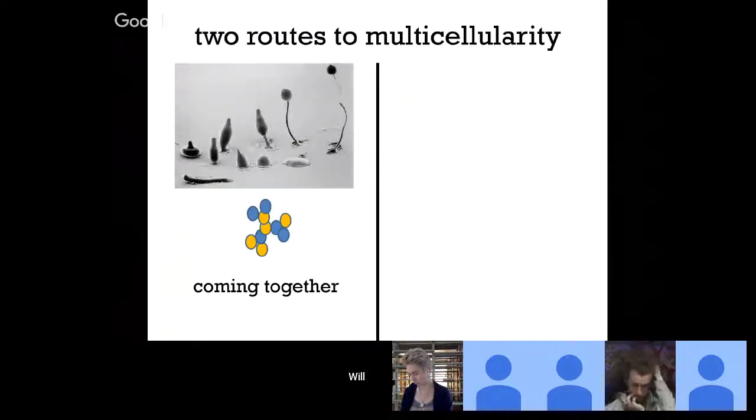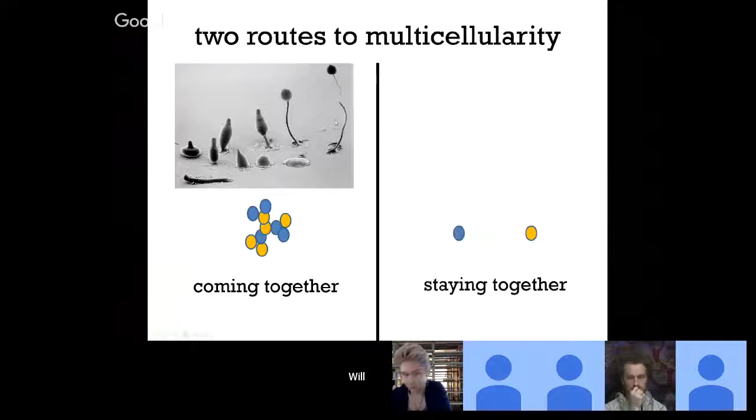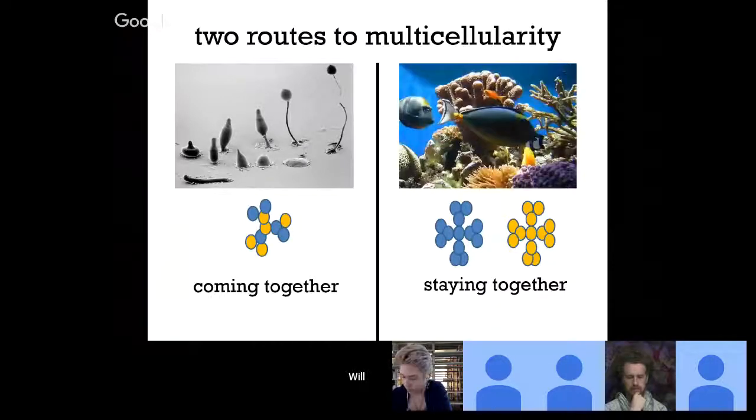This is what the cellular slime molds tend to do. This is a little Dictyostelium group, which forage as amoebae until they get starved. Then when they're starved, they aggregate into a slug, which runs around, finds a good spot, and differentiates into a stalked sporangium. Or you can have cells which stay together after division and form a group by dividing and remaining attached to their siblings. This is what the vast majority of multicellular taxa do.